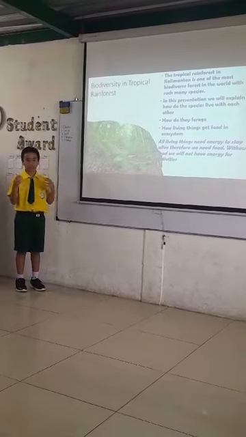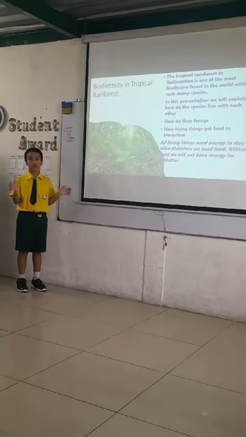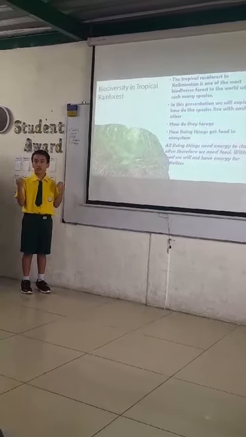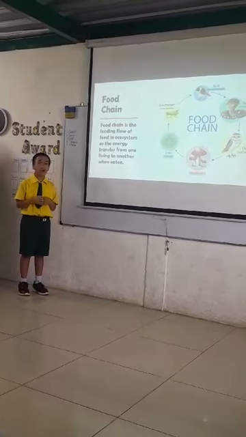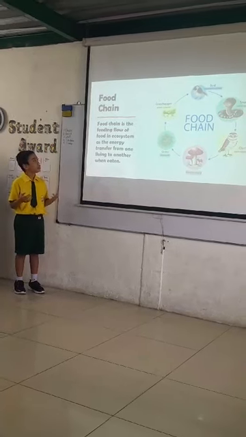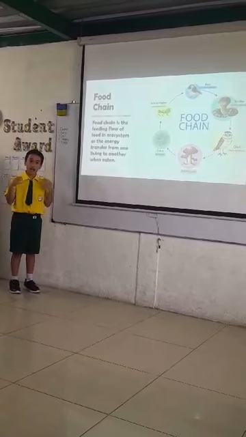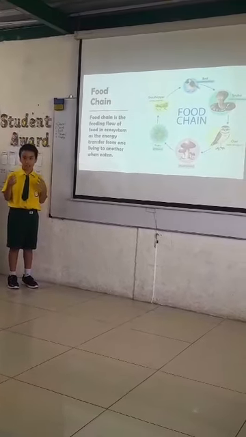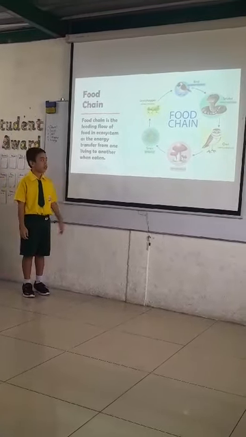All living things need energy to stay alive, therefore we need food. Without food, we don't have energy to do activities. Now I want to talk about food chain. Food chain is the feeding flow of food in an ecosystem, as the energy transfers from one living thing to another when eaten. Now I want to explain the food chain in this picture.